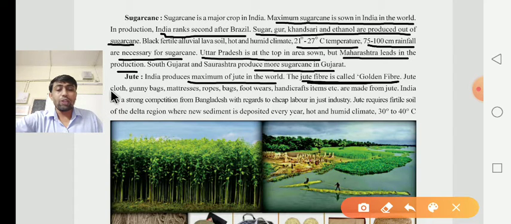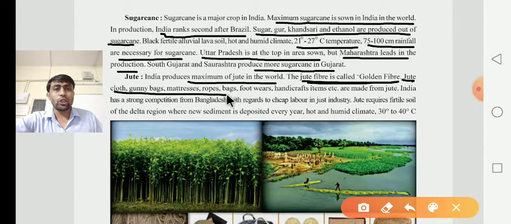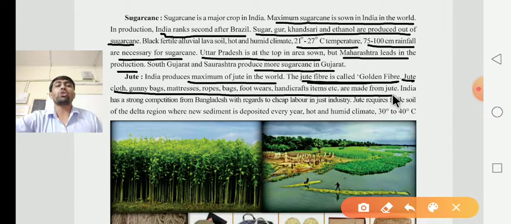Now they have given the information that jute clothes, gunny bags, mattress, rope, bag, footwear, handicraft items, etc. are made from jute. Now which things are made out of jute? We can say jute clothes, it means kantan. Gunny bag, it means kothda. Mattress, saddi. Rope, doda. Bag, theli. Footwear, pagarkha. Handicraft, it means hastkaligari. These are made from jute.